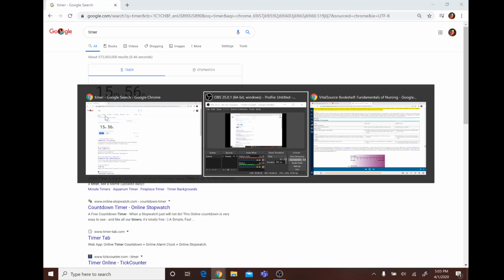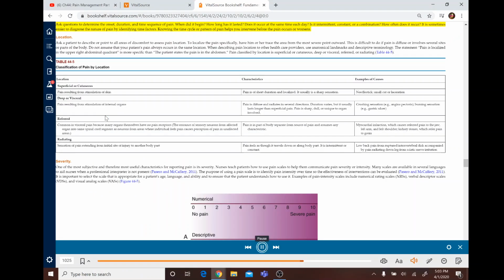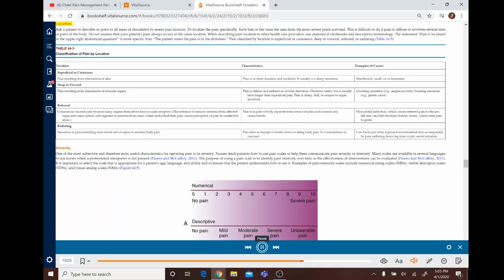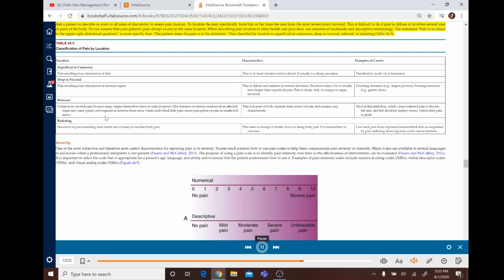It is sometimes easier to diagnose the nature of pain by identifying time factors. Knowing the time cycle or pattern of pain helps you intervene before the pain occurs or worsens. Location. Ask a patient to describe or point to all areas of discomfort to assess pain location. To localize the pain specifically, have him or her trace the area from the most severe point outward. This is difficult to do if pain is diffuse or involves several sites or parts of the body.